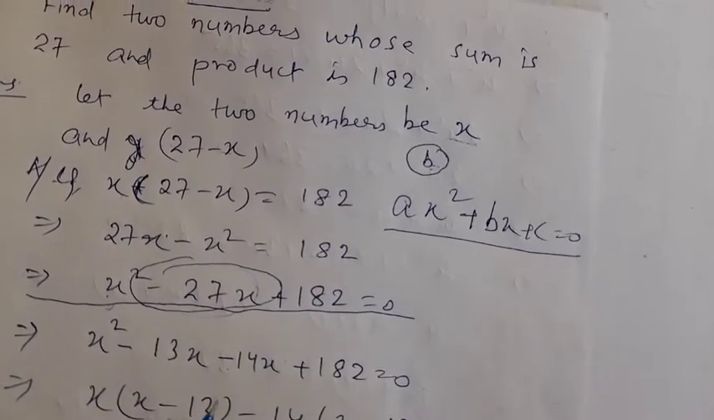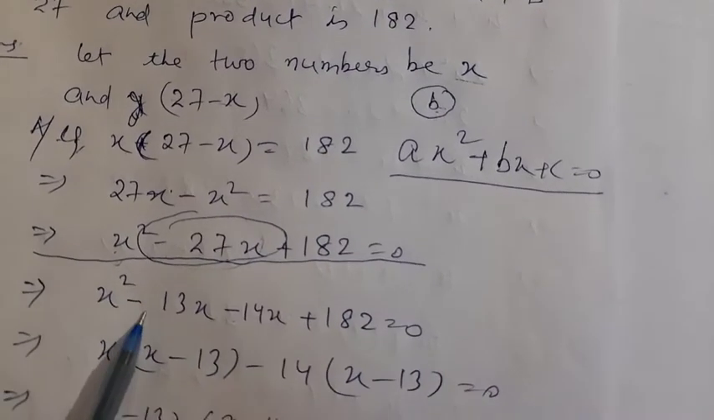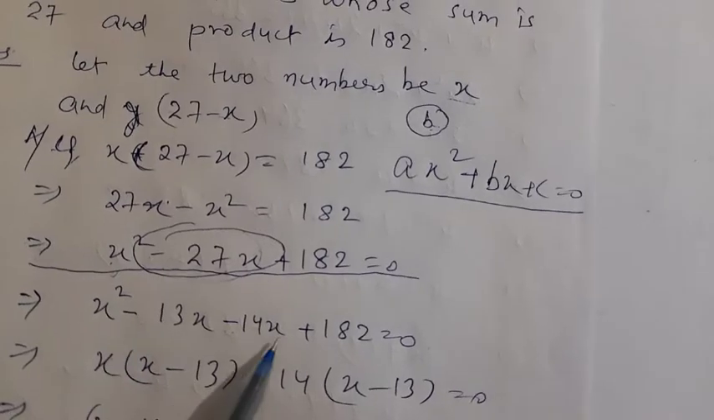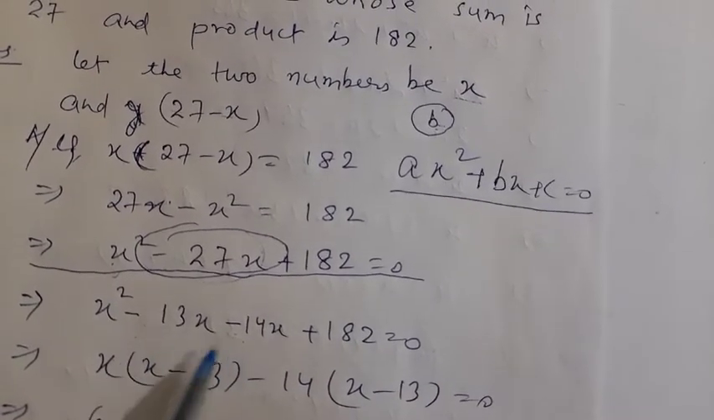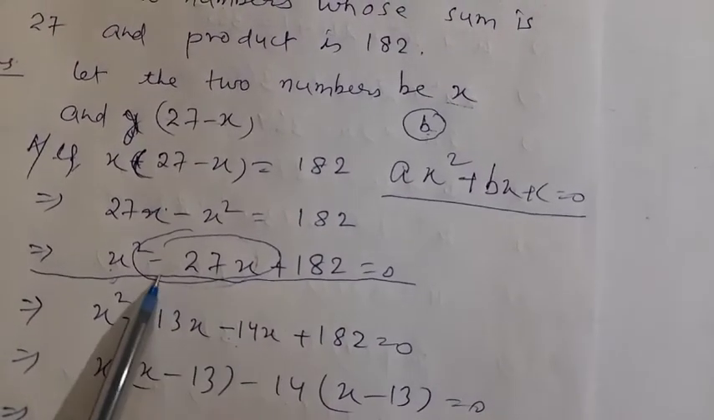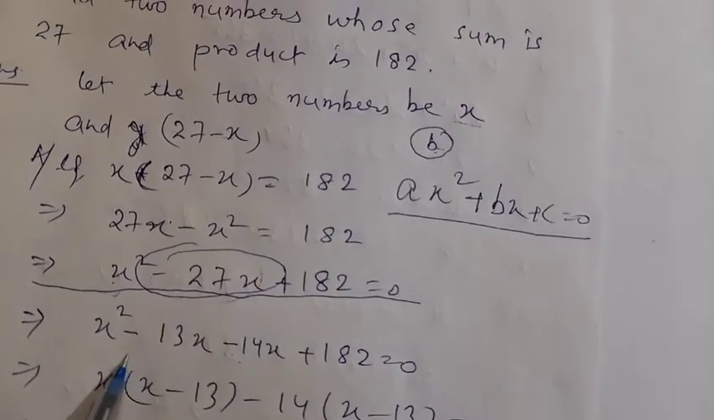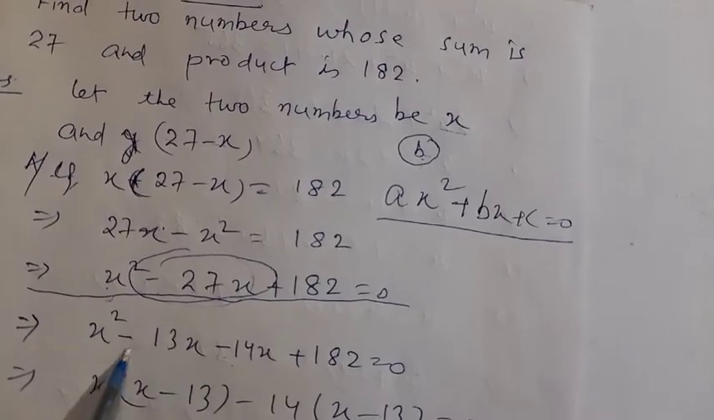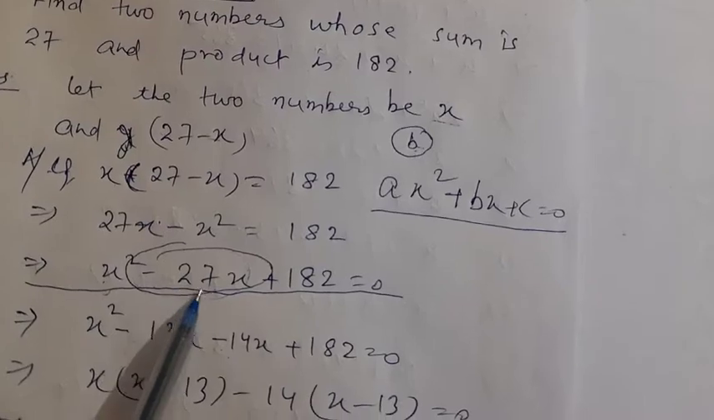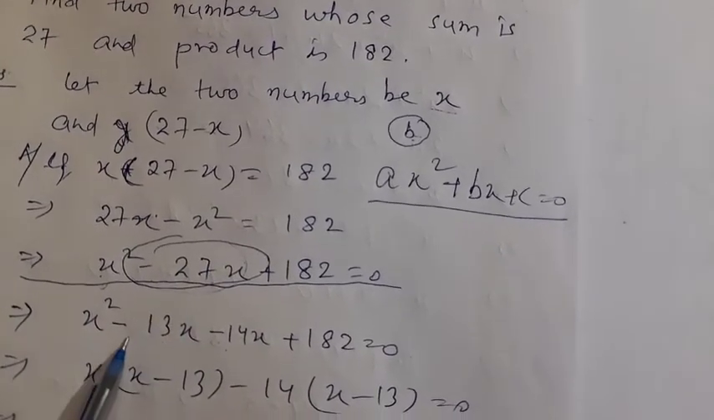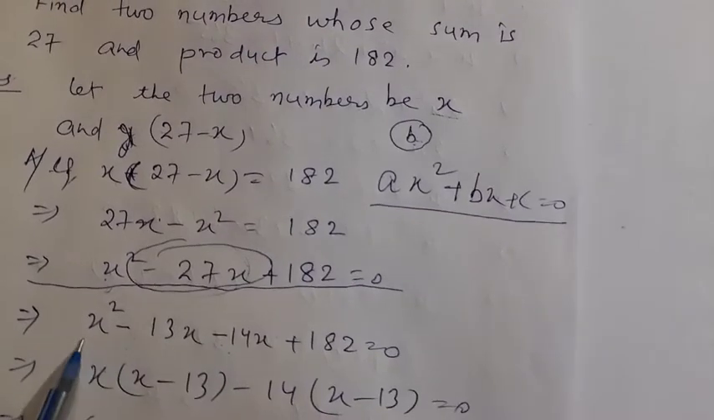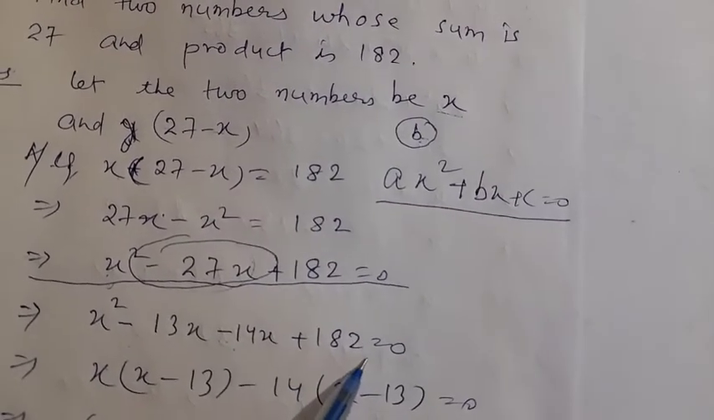So we see that minus 13x and minus 14x are the two terms such that when simplified, they become minus 27x. Since both are negative, when they are added, it becomes 27. And when multiplied, minus times minus becomes plus, and it gives us 182x squared.